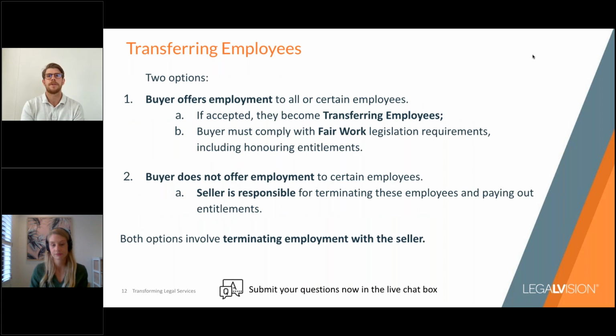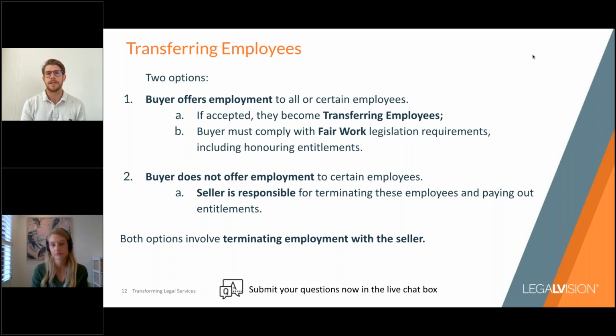Transferring employees is obviously another key part, as I mentioned earlier, and like Sarah was saying, this can be a condition precedent. But at a high level, there are really two options as to how employees are dealt with. Either you as the buyer say you don't want any of the employees, and in that case, the seller has to deal with those employees, including terminating and paying out any employee entitlements, or you say you do want some of these employees and you provide them with offers of employment, and whether they accept or not will determine whether you're taking them on.